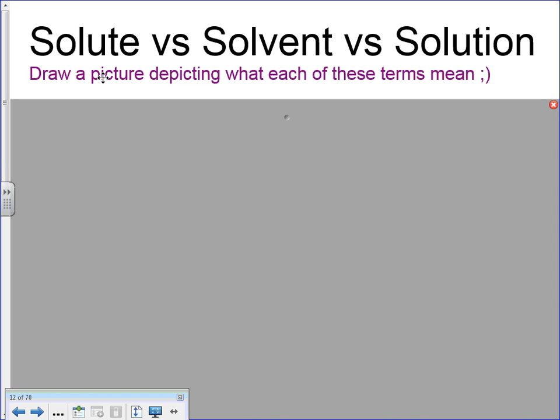Okay, you have 1 minute to draw me a cartoon. You know how solute and solvent interact now. I want the picture to indicate what a solution is, a solute is, and a solvent is. I want to see what you know.